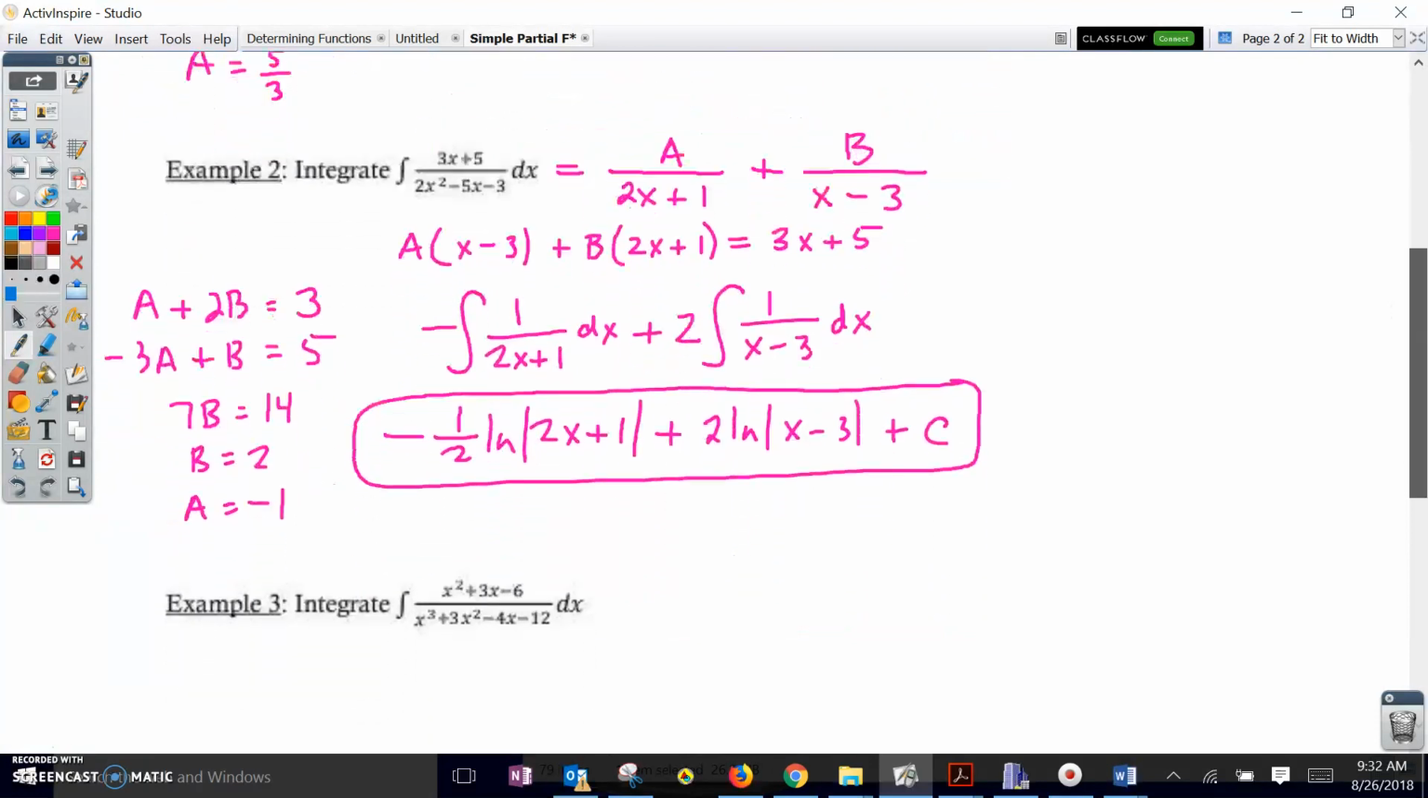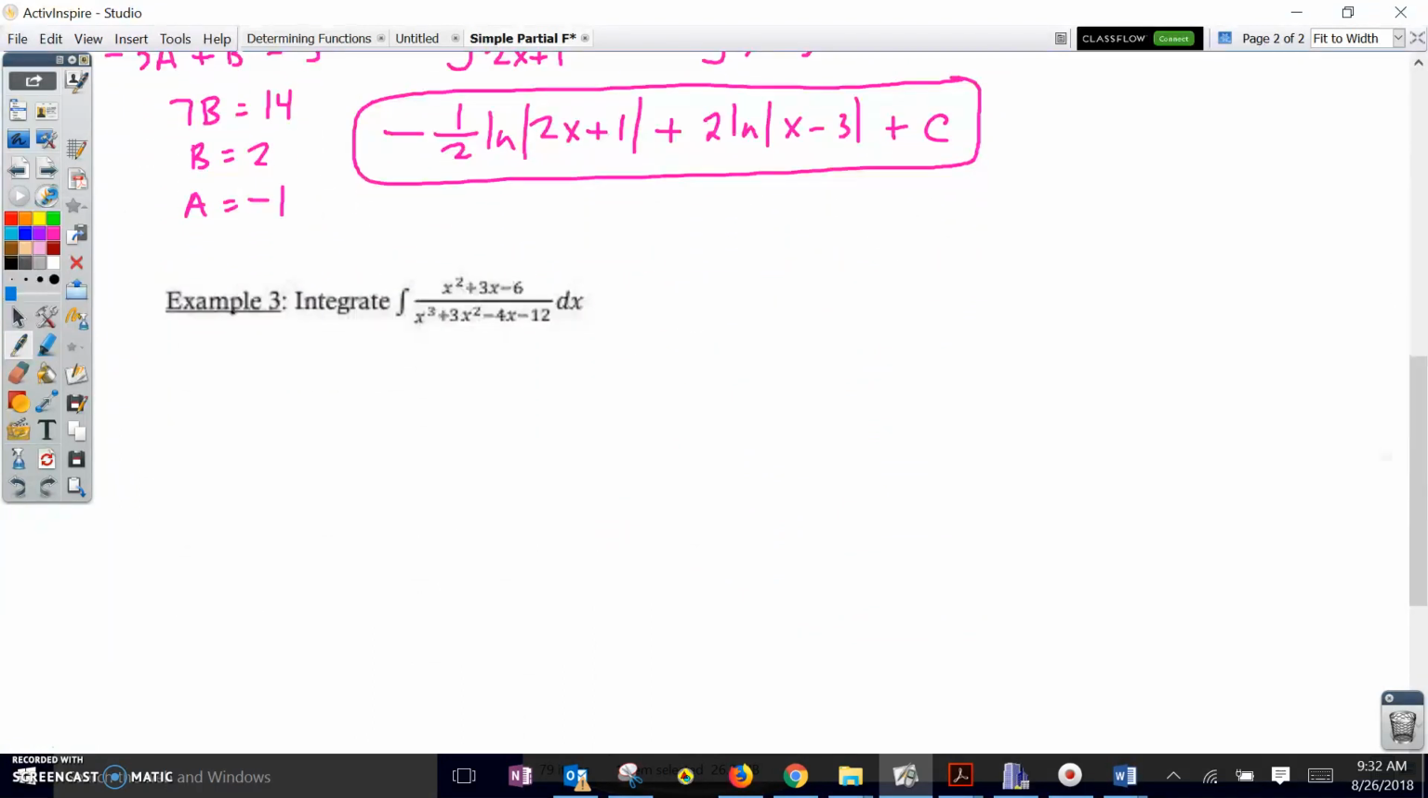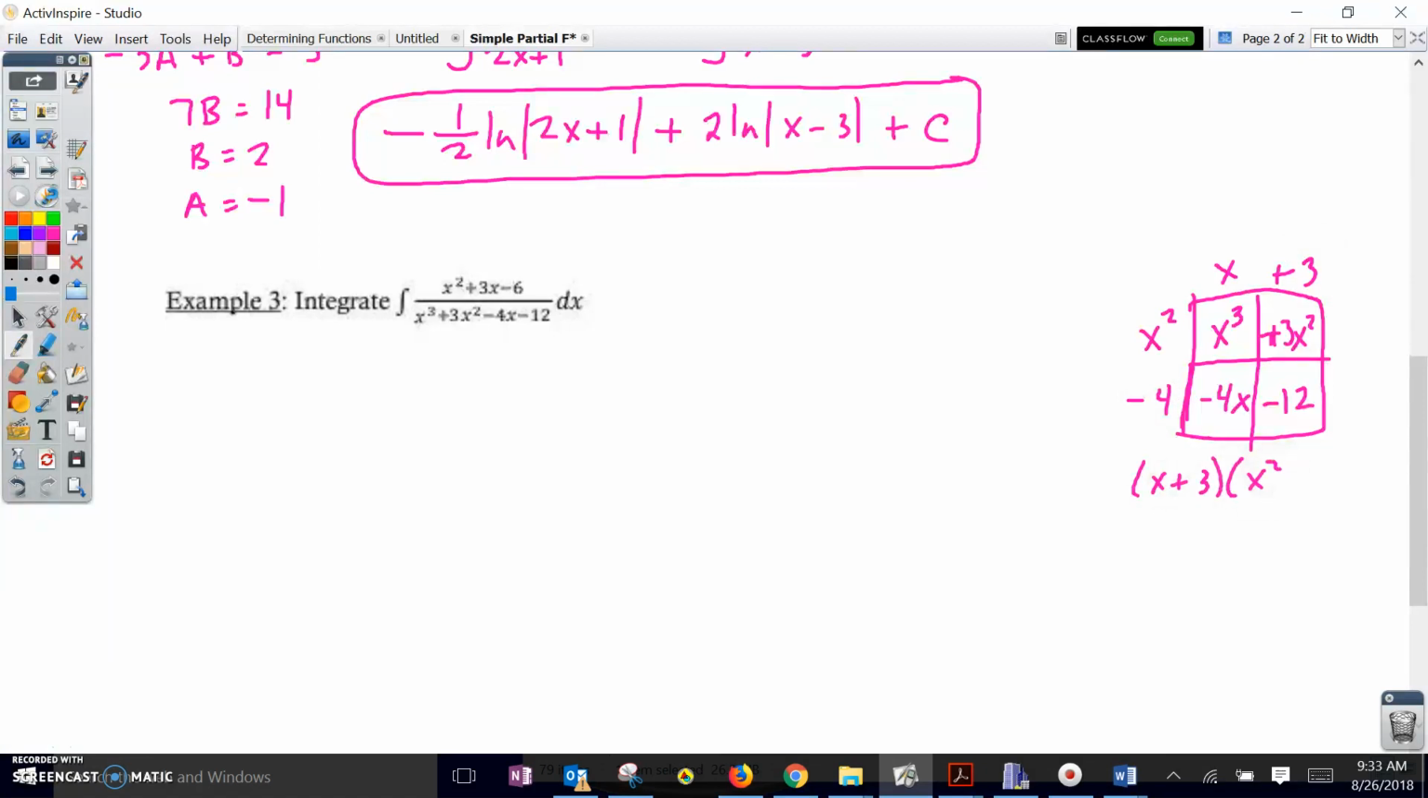Alright. Example 3 is a little hairy, a little tougher to factor here. I'm going to factor this by grouping. We've got x to the third plus 3x squared minus 4x minus 12. I like to factor by grouping this way. I can take an x squared out of the top row. That's x, that's plus 3 minus 4. So this factors as x plus 3 times x squared minus 4.